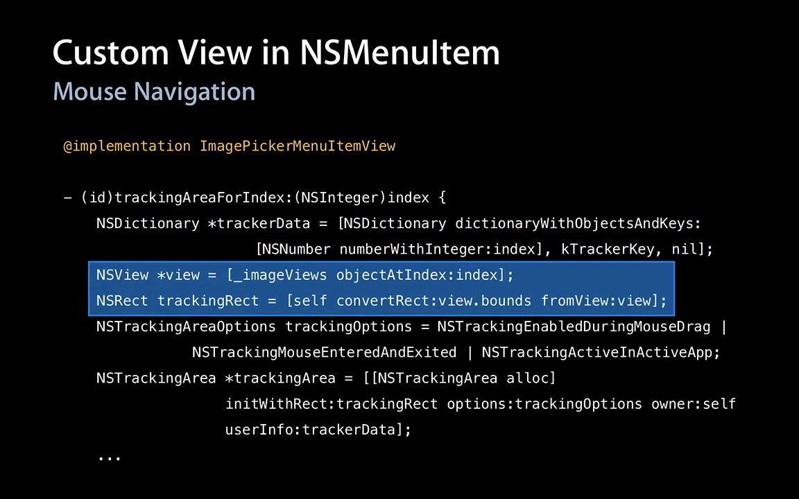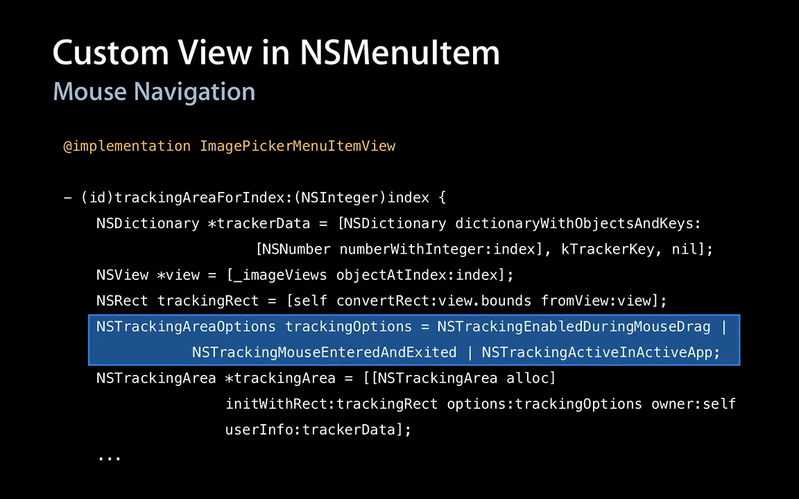So then we go ahead and grab our view that's associated with that index, and convert its bounds to the coordinate system of our custom subview. And then we have to figure out what our tracking area options are. As I mentioned earlier, the user can drag through your menu item to other menu items. So you'll want to get your entered and exited tracking area events for both mouse moves and mouse drags. So we add the NSTrackingEnabledDuringMouseDrag to our options. That way we'll get them in both cases. We want both the mouse entered and the mouse exited. We want to see whenever you come over one of the image views and whenever you leave it, so we update our selection properly. And then the last option is NSTrackingActiveInActiveApp.